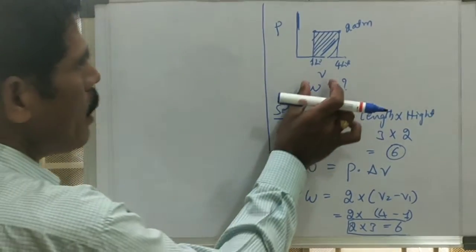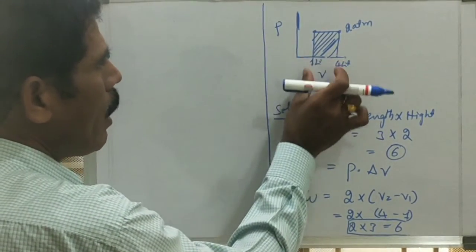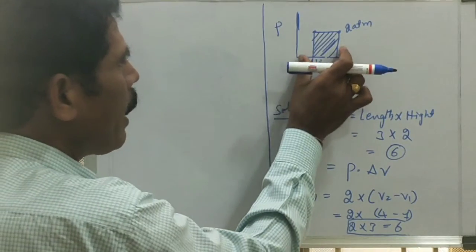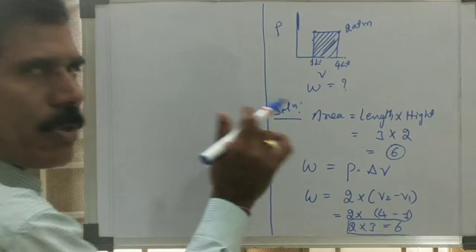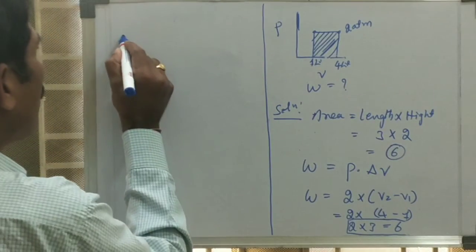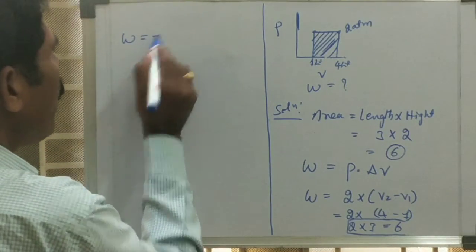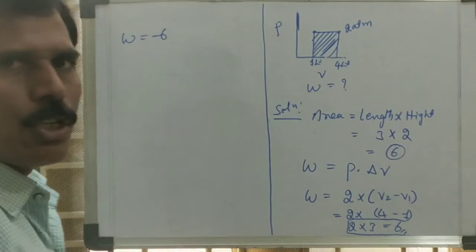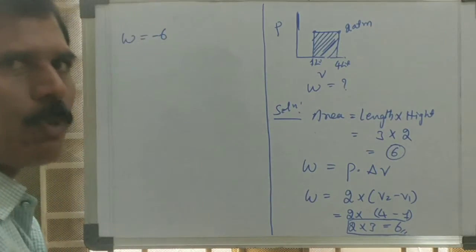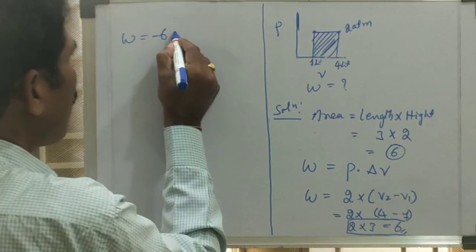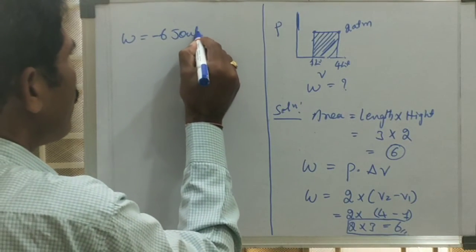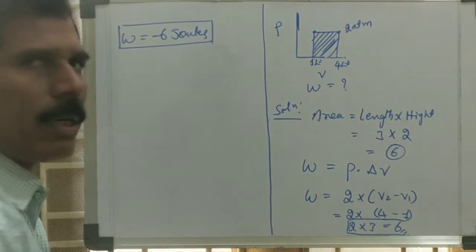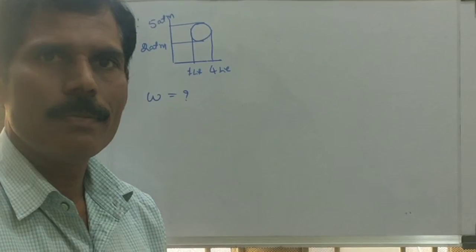Dear students, work done by the gas or work done by the system is negative. So W is equal to negative 6. What are the units? Joules or calories? It is better to write joules. This is the answer. We'll go for the next problem.